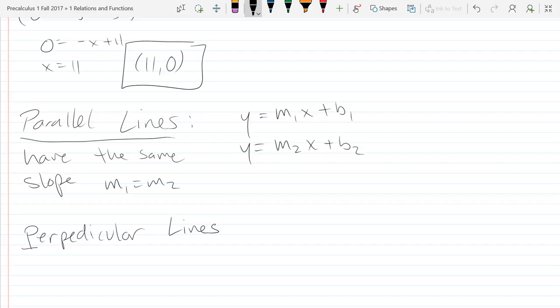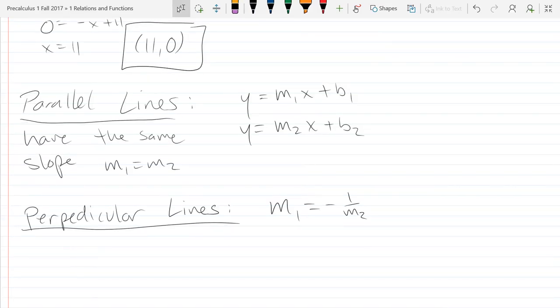Now what about perpendicular lines? One way to think about it is inverted slopes or reciprocal slopes, but they'll also be negative. So opposite reciprocal. They'll have opposite signs and be reciprocals. Mathematically, that means m1 is negative 1 over m2. So that will be the relationship.